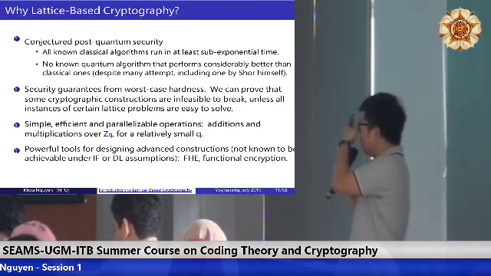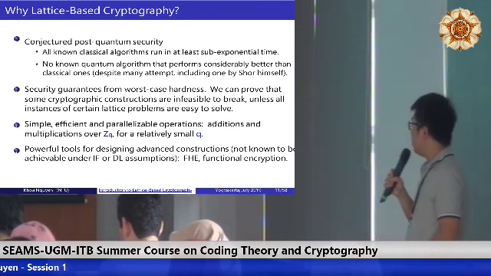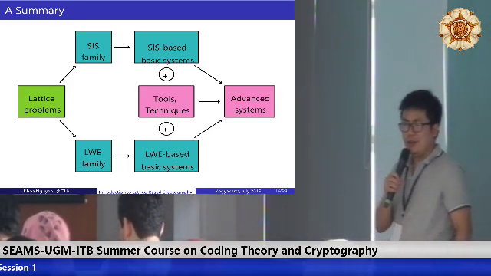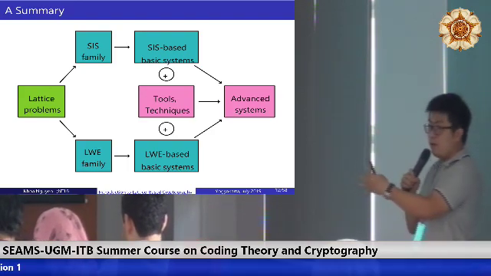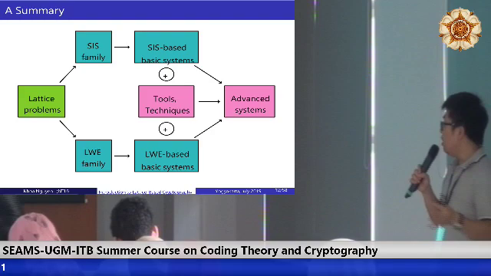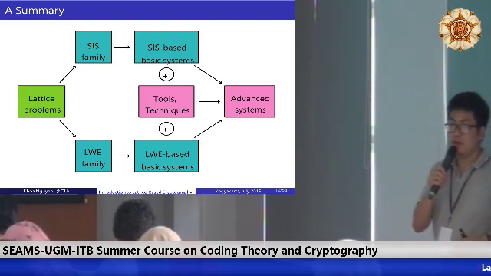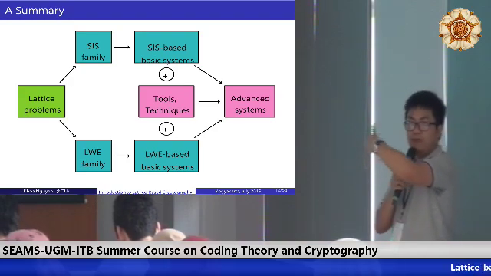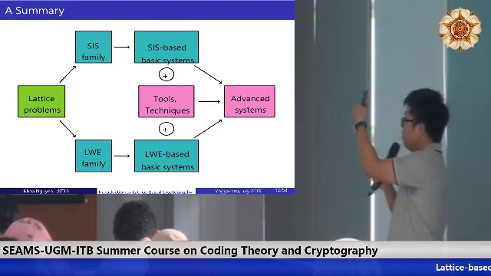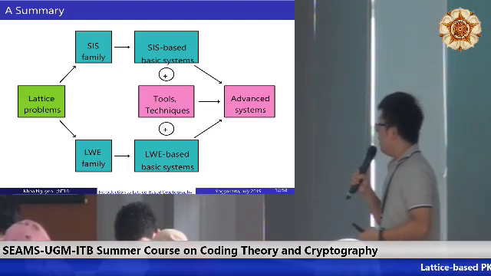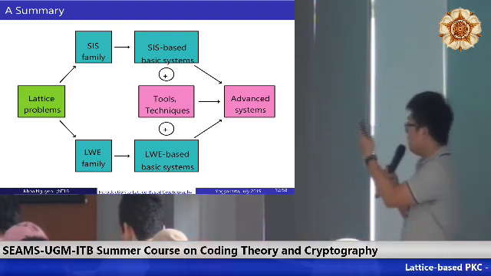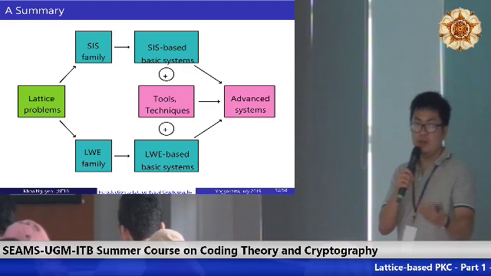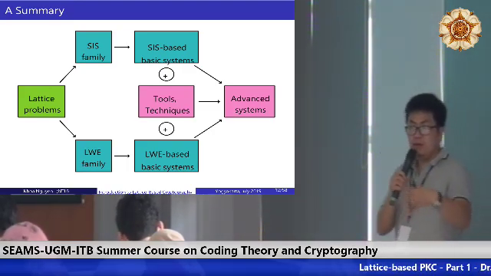Okay, so this is a short summary. It's just a picture that I try to capture what happened in lattice-based crypto. Basically, we start with the lattice problem as the foundation for hardness, and based on lattice problems, we can obtain two families, the SIS family and the LWE family. Some families of crypto systems are based on SIS and some are based on LWE. From this we obtain basic systems based on SIS and basic systems based on LWE. From SIS, for example, one-way functions, commitment schemes, signatures. From LWE we can obtain encryption and other advanced encryption systems.